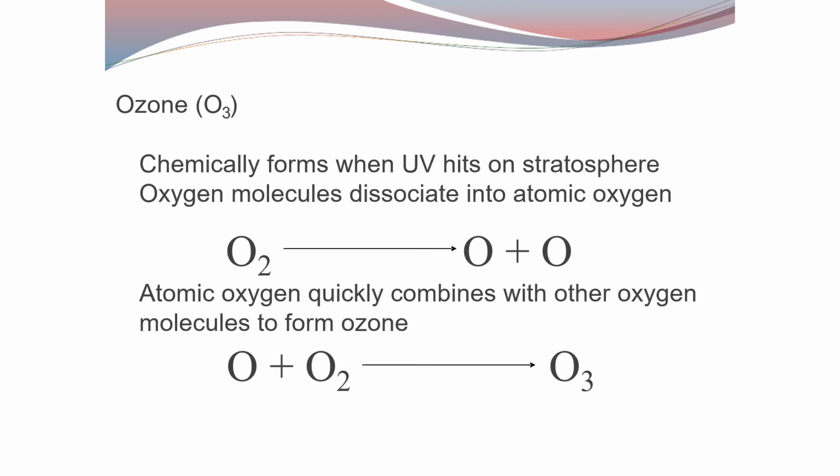Ozone chemically forms when ultraviolet radiation hits the stratosphere. Oxygen molecules dissociate into atomic oxygen, that is, O2 gives 2 atoms of oxygen, O plus O. Atomic oxygen quickly combines with other oxygen molecules to form ozone: O plus O2 gives O3.